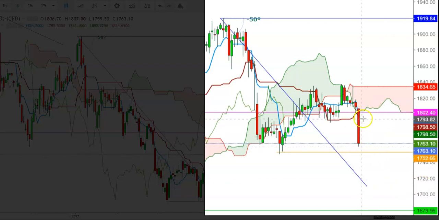Here you can see how the gold futures have closed much below the lower end of the Ichimoku cloud in a daily time frame, which confirms the continuity of this fall during the upcoming week, where a gap down opening could confirm the continuity of this bearishness in gold futures.